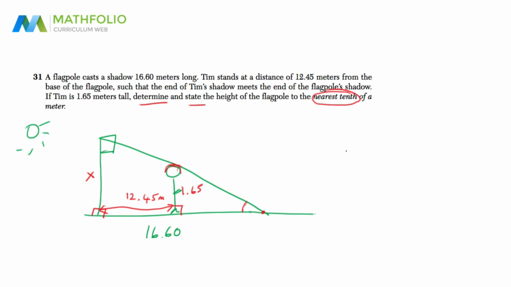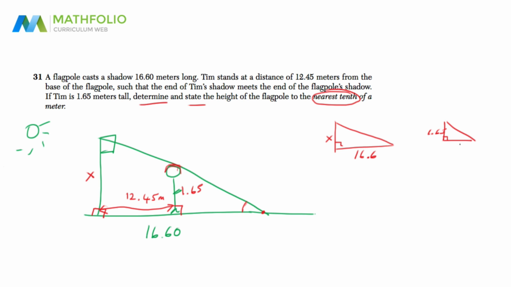So to find x, let's think. These two triangles: the big triangle, which goes all the way here, is a right triangle, and then there's the small triangle, which goes to the end. We know this is 1.65. We know this is x. We know this full distance is 16.6, or you could put a 0 on the end if you like.